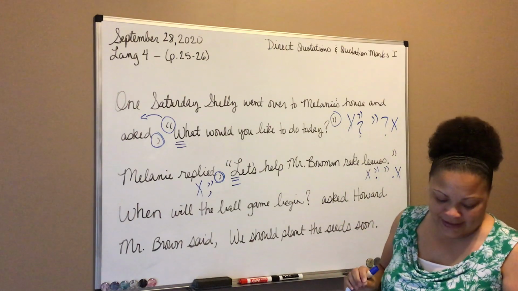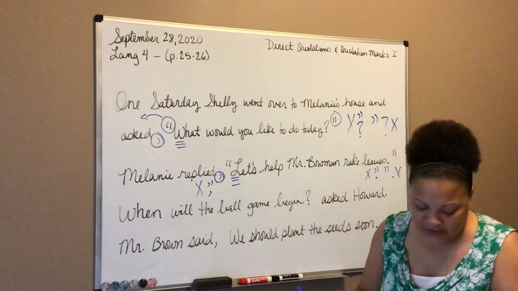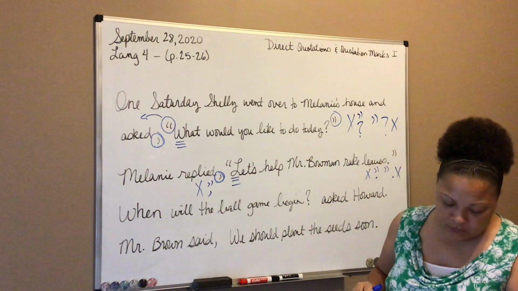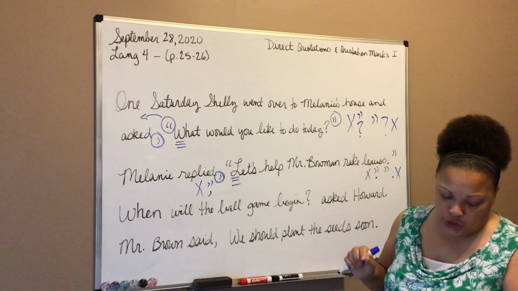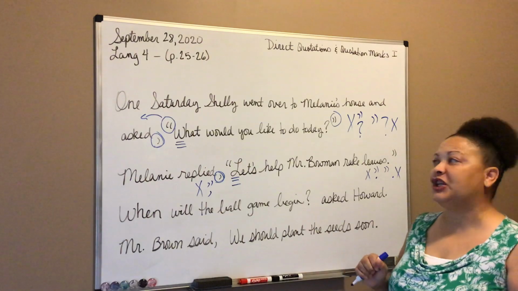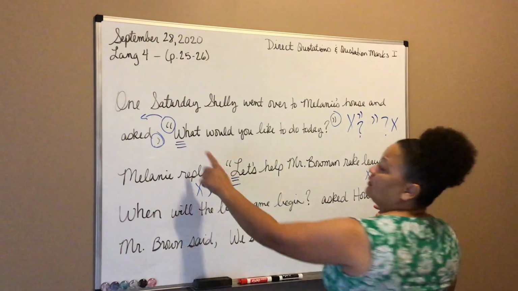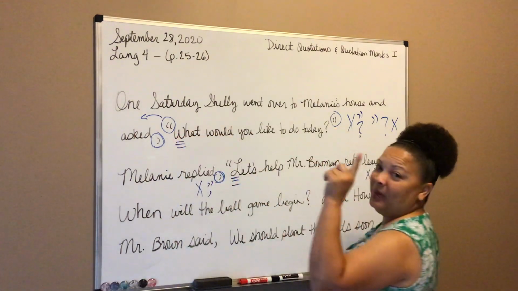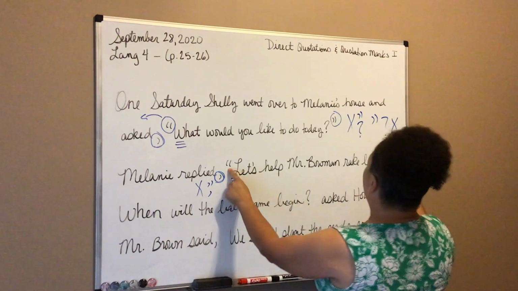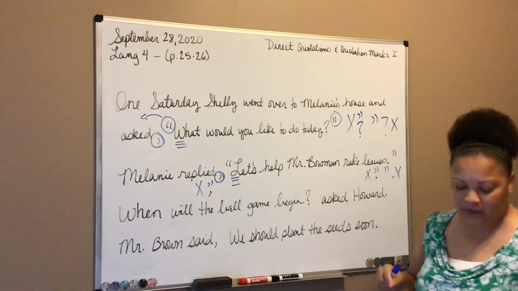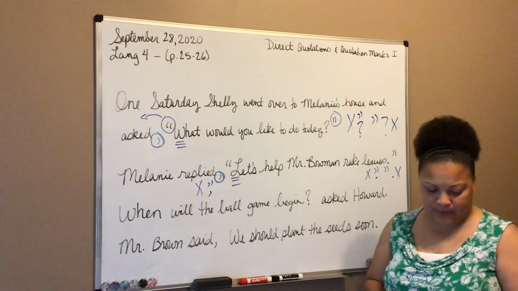So the question says, how many pairs, how many sets of two quotation marks are used with each quotation? How many pairs? Left and a right, that's one pair. Left and a right, one pair. Okay? So the answer is 1.